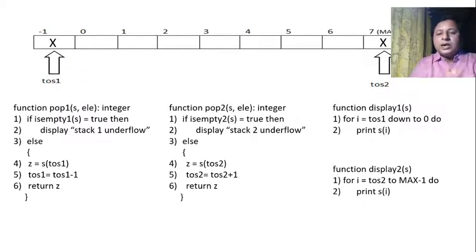So very similar, you can understand pop2. Again you call isEmpty2 for pop2. If it is true, you say stack 2 underflow. Again there will be return -1 because return type is integer. Else I take the element at toss2, so z equal to s of toss2. toss2 is incremented by 1, toss2 equal to toss2 plus 1, return z. And that will complete your pop2.